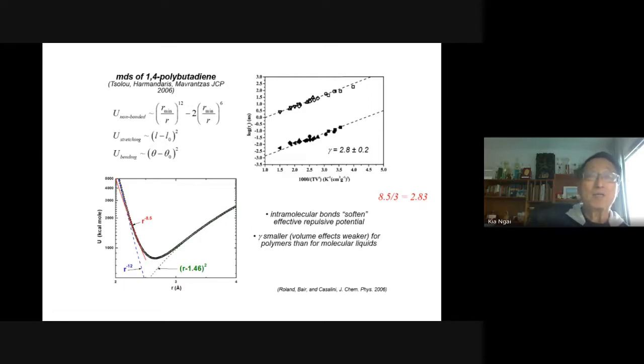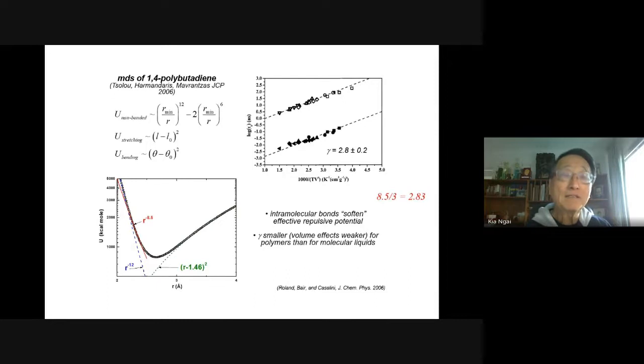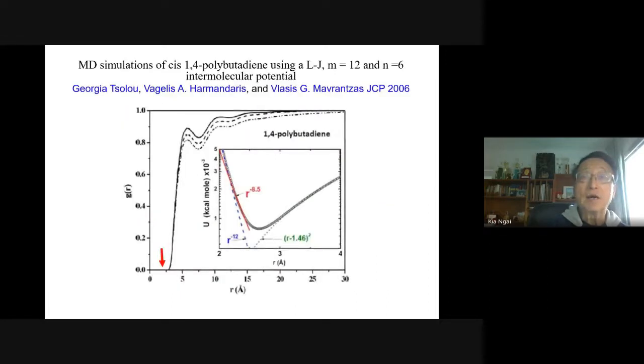There's a Lennard-Jones, but because of the polymer you have to worry about stretching and bonding. Still, you see on the bottom left this is the potential obtained from there. At the slope there, which is the red one, that gives you the minus 8.5. I'll tell you why it's 0.5, because that's what they do in the simulation there.